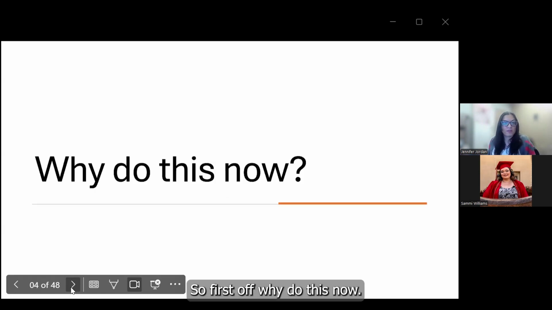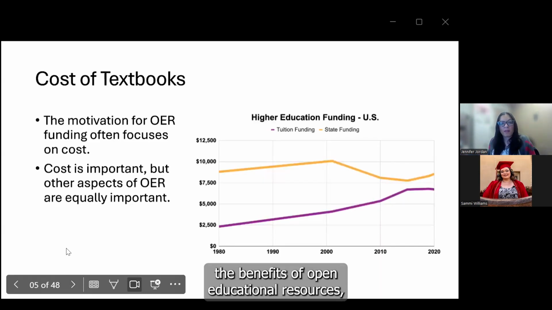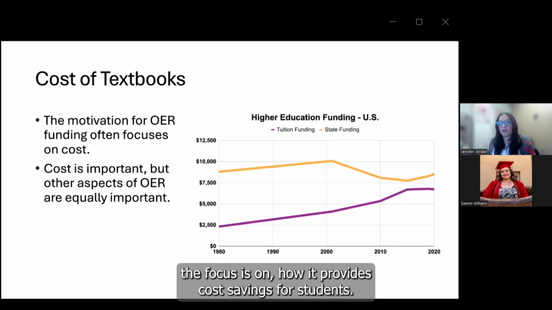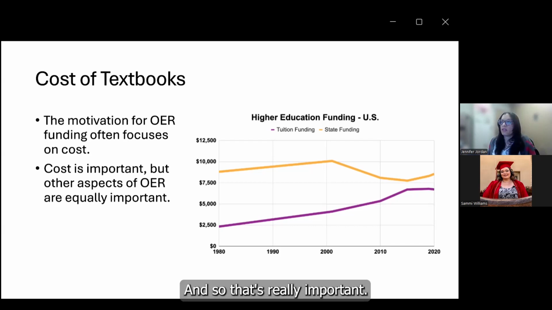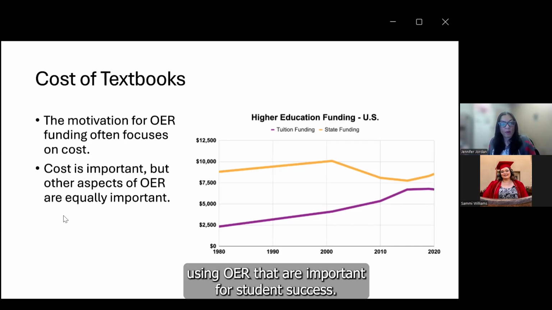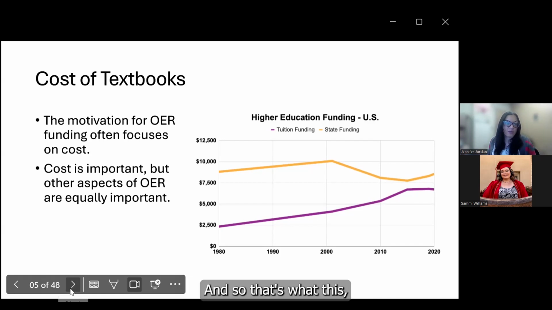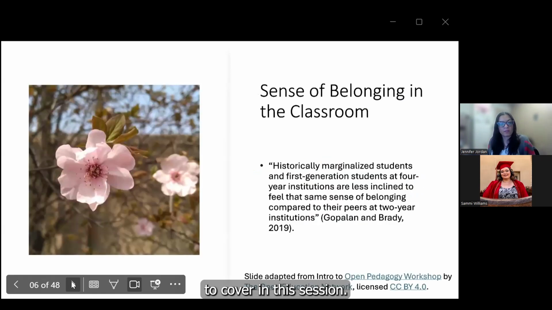So first off, why do this now? A lot of times when you hear about the benefits of open educational resources, the focus is on how it provides cost savings for students. And so that's really important, definitely. But there's other aspects of using OER that are important for student success. And so one of those benefits is what we're going to cover in this session.